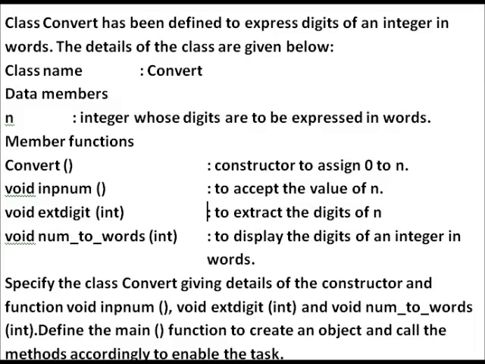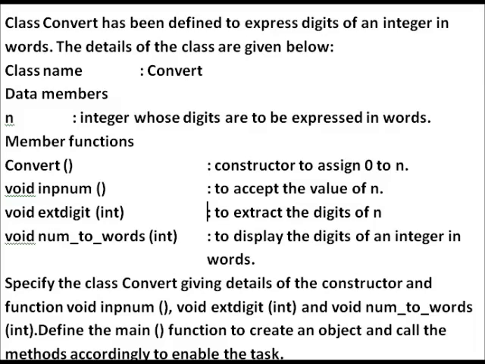Here we can see that a constructor convert is there. It is used for assigning or initializing the value of n. Then input num, it is for accepting the value of n. Ext digit is for extracting the digits of the number n. Then num2words is for displaying the digits of an integer in words. Okay, so you can see the specifications.